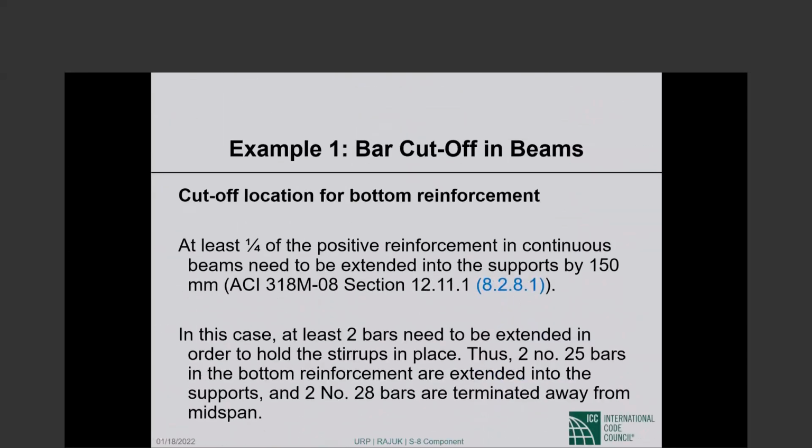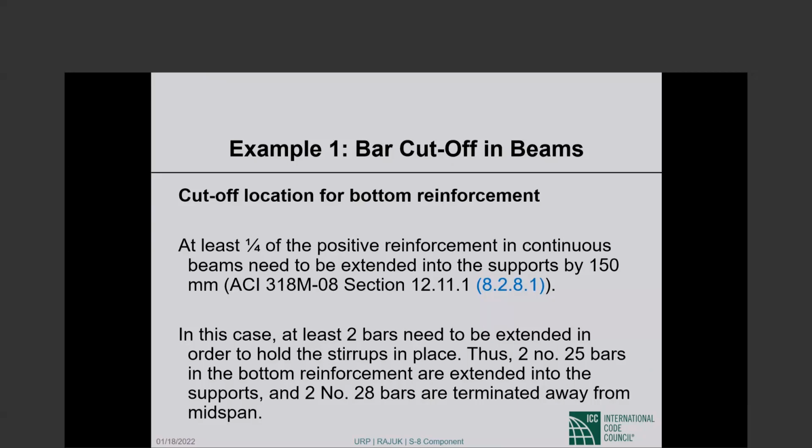Okay. So here are the calculations. At least 1/4 of the positive reinforcement in continuous beams needs to be extended into the supports by 150 millimeters. This is the 3810 requirement. In this case, at least two bars need to be extended in order to hold the stirrups in place. As I said, for construction reasons, you have a stirrup, you need to hang it around bars. So we need at least two bars.